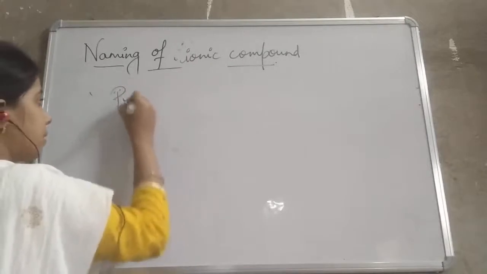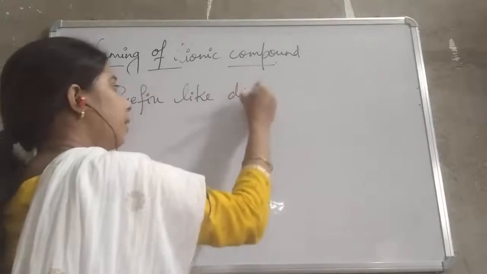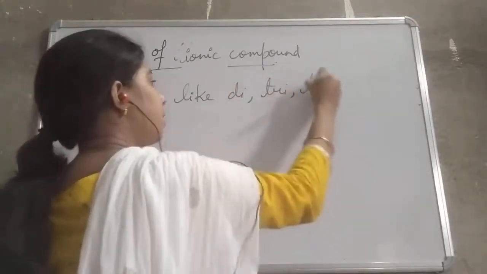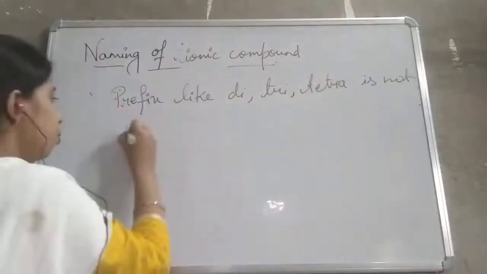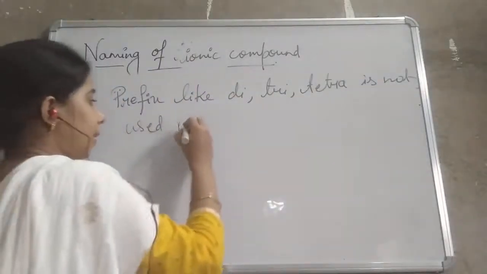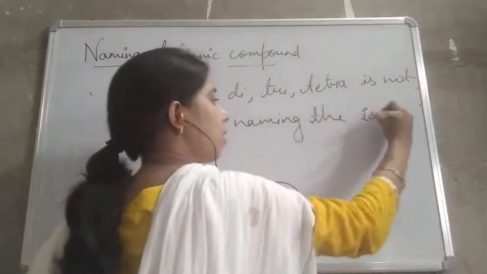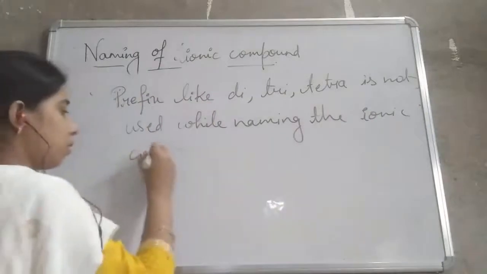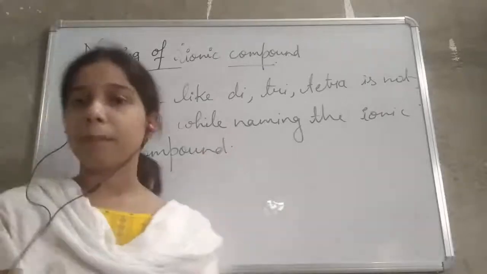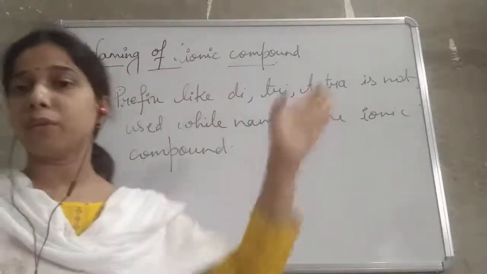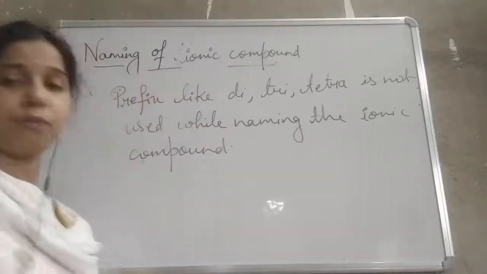So prefixes like di, tri, tetra are not used while naming an ionic compound. While naming an ionic compound, we will never write di, tri or tetra as a prefix there.